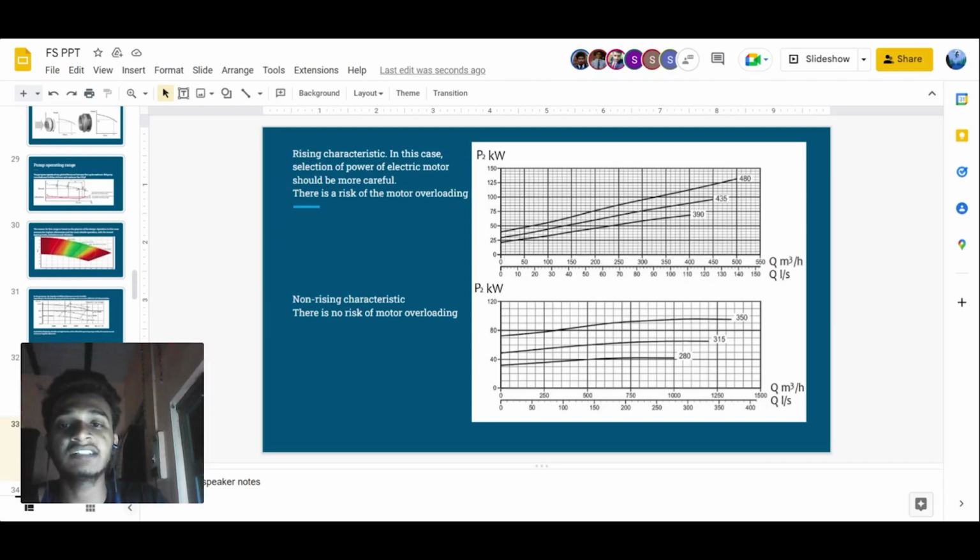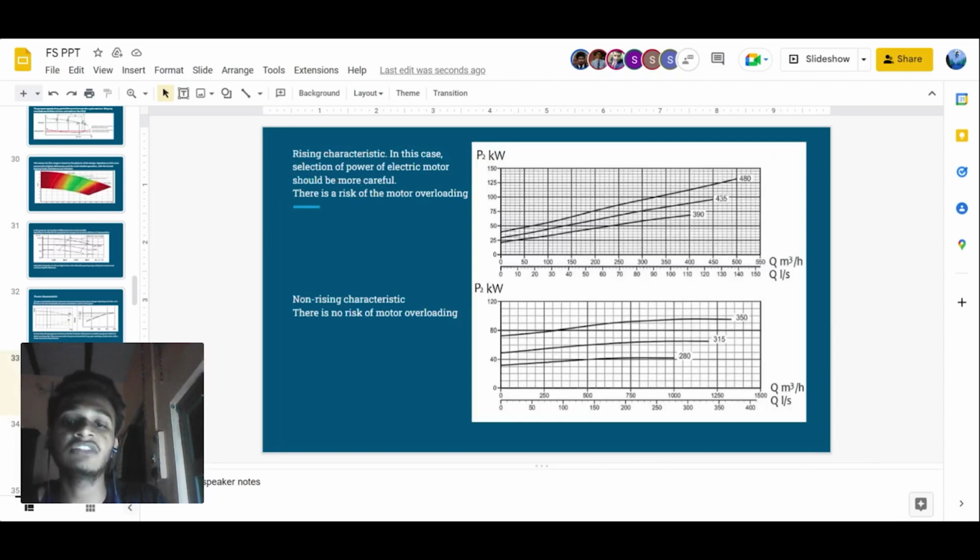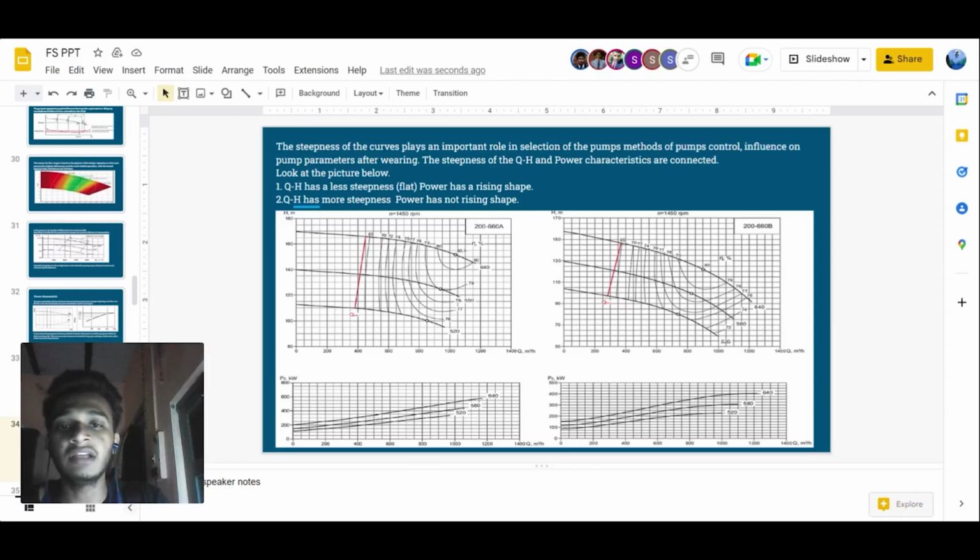In the case of rising characteristic, the selection of power electric motor should be more careful because it can risk the motor overloading, while in case of non-rising characteristic, there is no risk of motor overloading. And these four are the graphs. The steepness of the curves plays an important role in the selection of the pumps, methods of pump control, and influence on pump parameters after wearing.